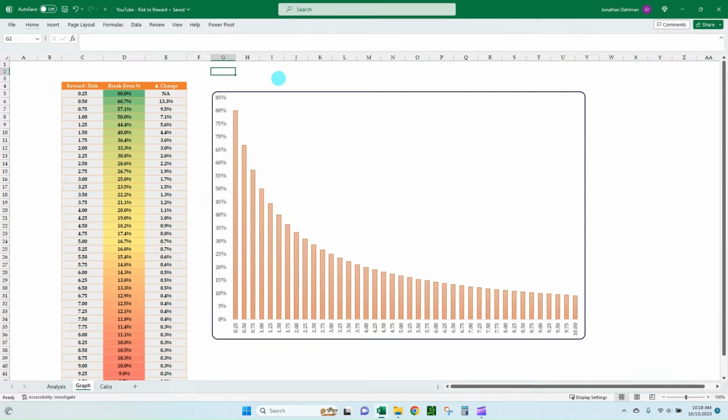In this video, you will learn how to calculate the reward to risk ratio and break-even win percentage with multiple price targets.